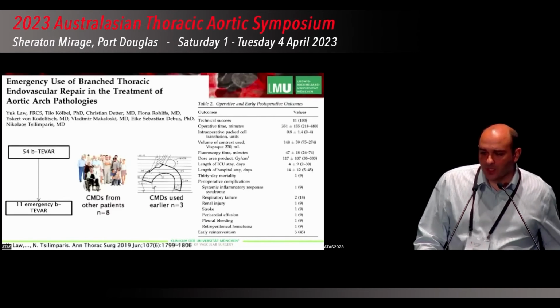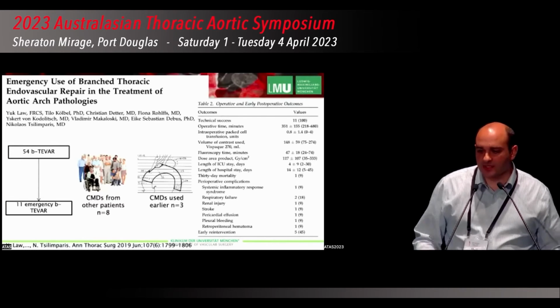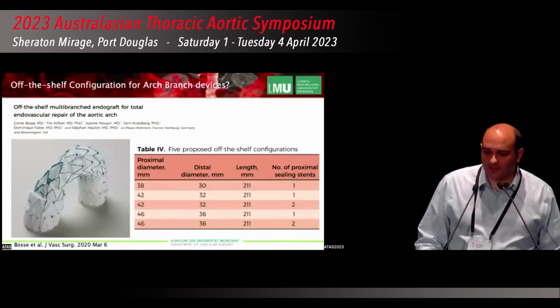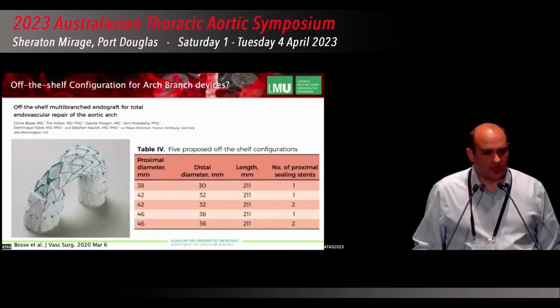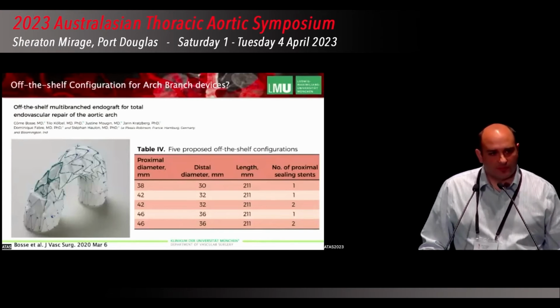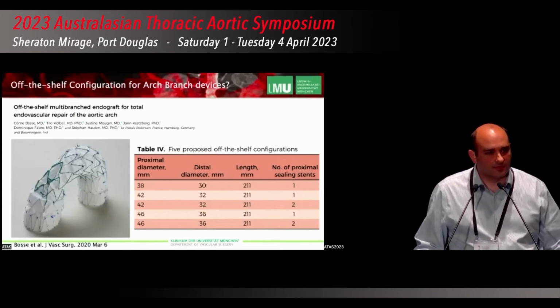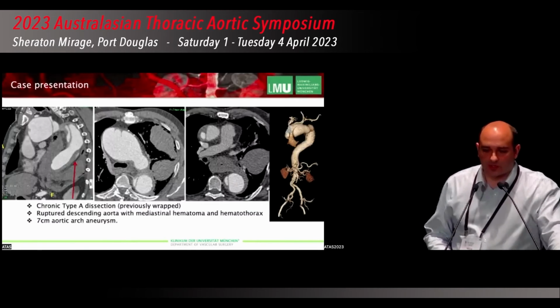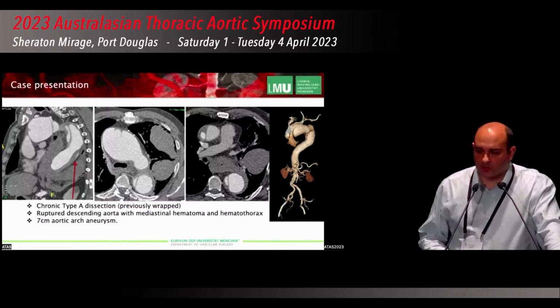Also, in terms of emergency setting, there's quite a few things that you can do, even if this is a custom-made device. The configuration of these endografts is quite simple. Actually, they have 2 or 3 diameters of the proximal stent. They have 2 lengths of the proximal stent. Everything else is the same. So you can use them actually as an off-the-shelf device, and I do hope that they will be available soon as off-the-shelf devices.